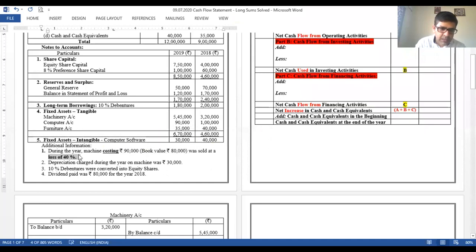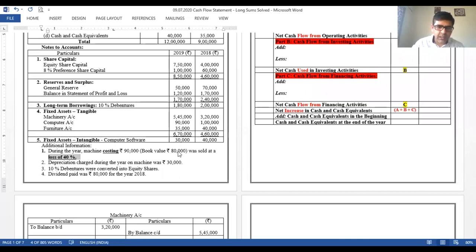Can you tell me what is the amount of loss over here? 80,000 times 40%, right? So that will come to 32,000. So 32,000 is a loss. Book value is 80. So basically, the selling price is 48. Right? So 40% of 80 is 32. Deduct that, the remaining is 48.